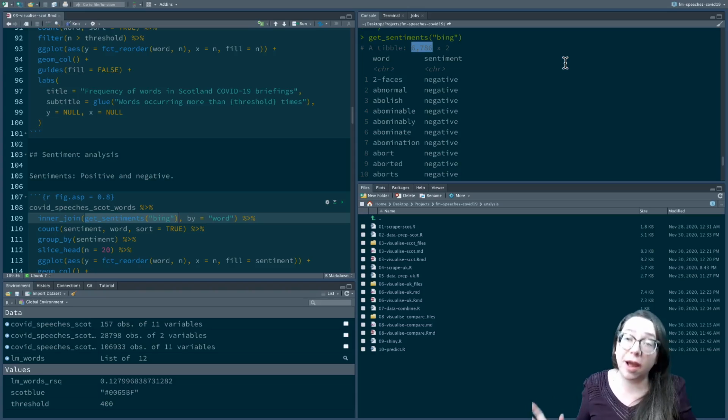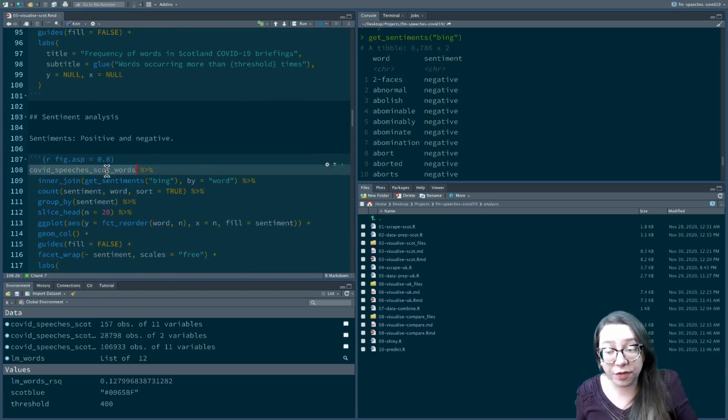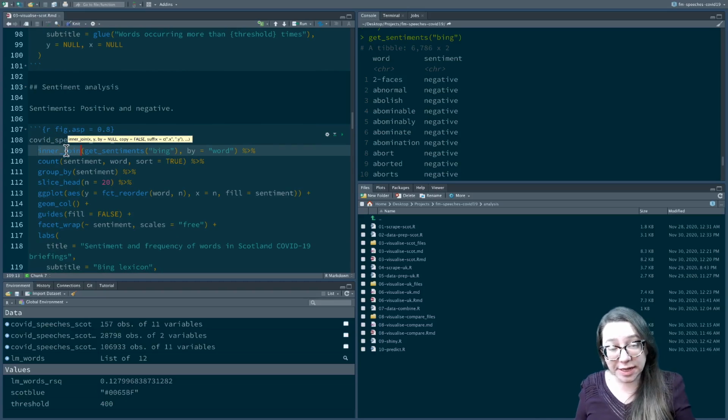6,786 words that have sentiments attached to them. So what we're going to do is start with the words that we have in our data frame, and then we are going to inner join. So take a look to see which ones are in common between the bag of words that come from the Bing lexicon, and then join those.